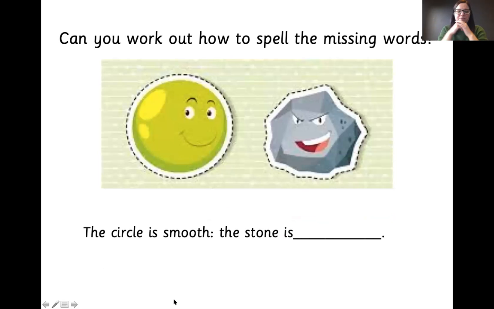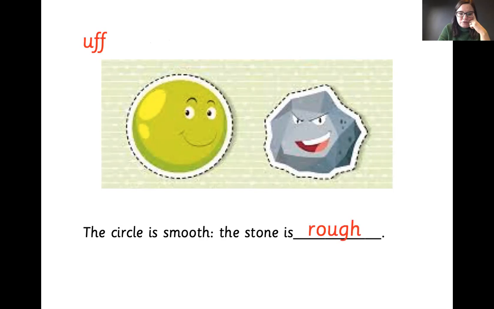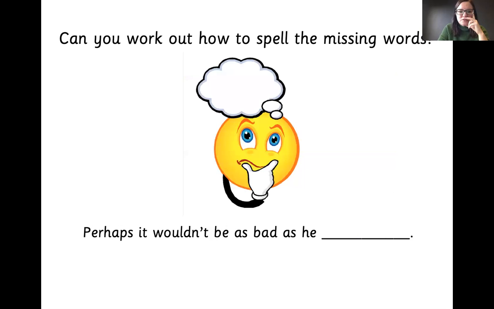Okay, this time, the circle is smooth, the stone is, what's the opposite of smooth? The circle is smooth, the stone is rough. And how are we going to spell the word rough? Must begin with an R. We've got that sound at the beginning. Uff, uff. What letters are we going to use to make the uff sound in rough? I'll give you a clue. Oh, you greedy hen. There you go. O-U-G-H. The circle is smooth, the stone is rough.